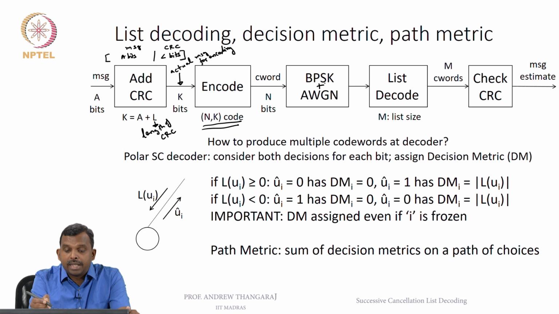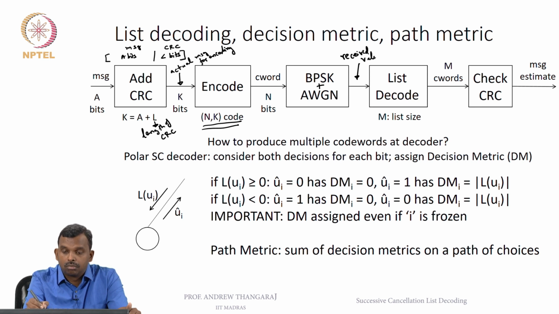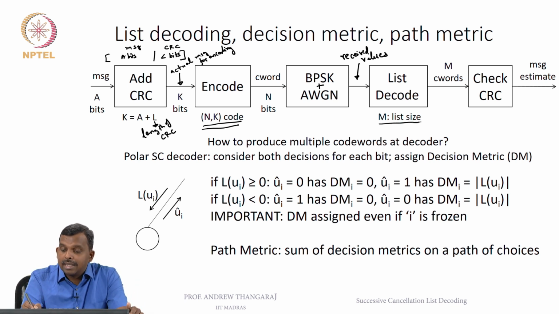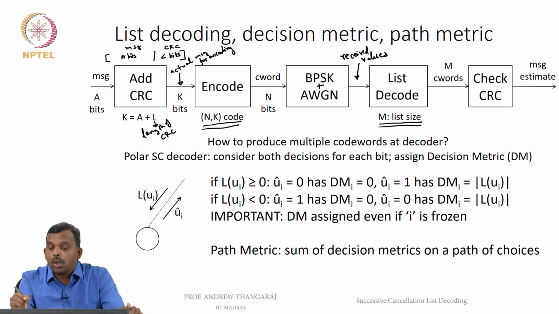After that, you do BPSK plus AWGN, exactly like before. You get the received values here. Okay, so this is easy enough to see. You will get N received values, and you do list decode. We'll see how to do the list decoding later on, but for now, let's assume we do a list decoding, and the list size is M, let's say. So the list decoder produces M code words, not just one code word. Remember, the code word will also be N bits long. From there, you can find the M message words.